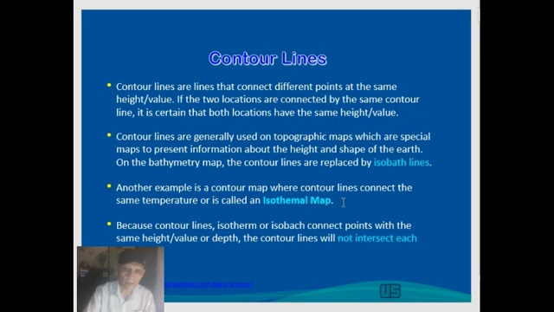So a contour line actually connects the same value, for example, depth, height, temperature, or other parameters. Contour lines are generally used in topographic maps, and for depth in an isobath map, and so on. For temperature, we call it an isothermal map. Contour lines, isothermal or isobath, connect points with the same value and do not intersect each other.